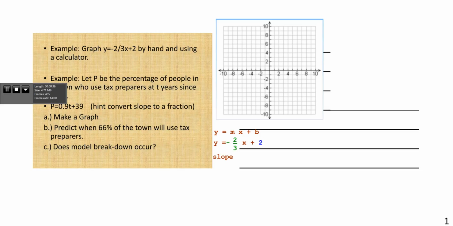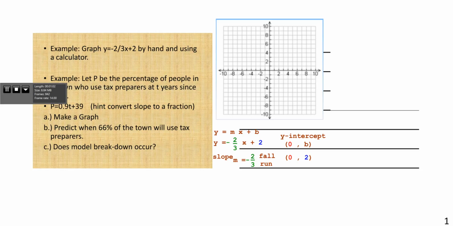Let's realize that our slope, m, equals negative 2/3, and it's in the form of rise over run. But in this case, we're going to call it a fall because it's negative. So fall over run, in other words, down and over. Y-intercept: do remember that it's in the form of (0, b), and the b value in this case is 2. So it's (0, 2). That's our y-intercept.